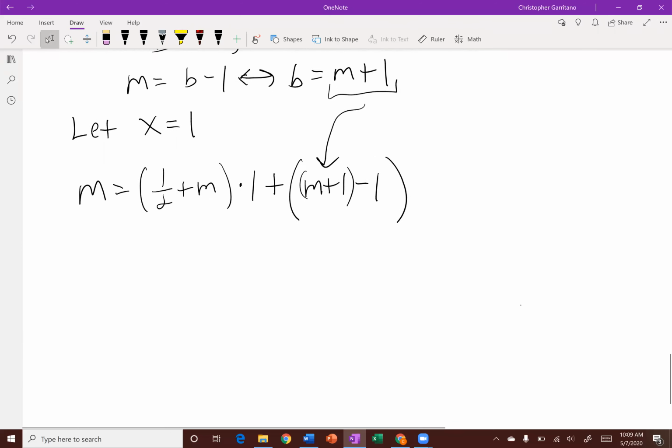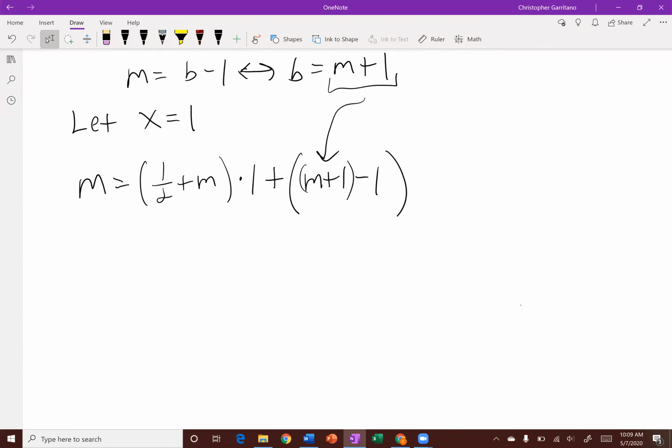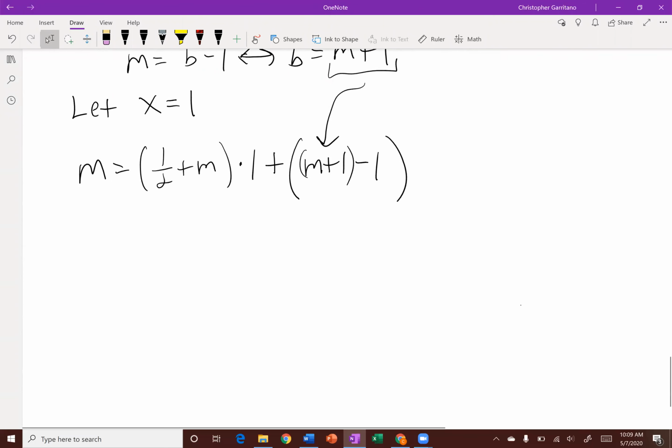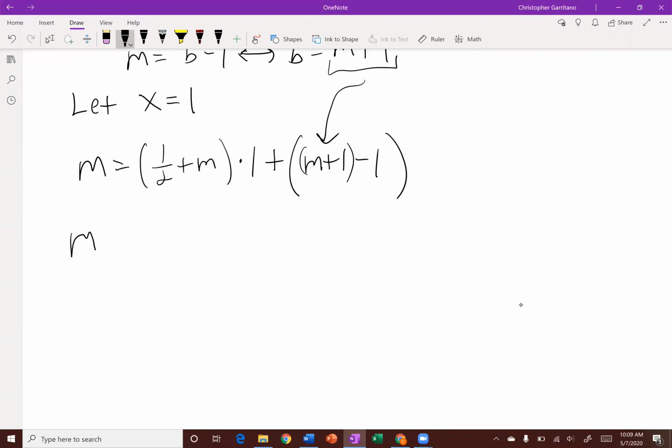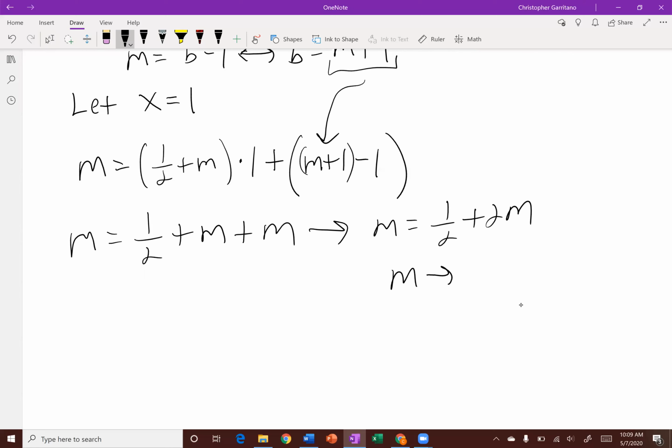All right, now let's simplify. You can see at this point the only unknown value is m. So I'm going to go ahead and solve for m. m equals 1/2 plus m plus m plus 1 minus 1, which is just m. So of course we have m equals 1/2 plus 2m. And this ends up giving us that m is equal to negative 1/2. All right, so that's the value for m.